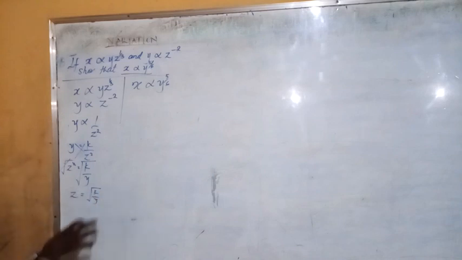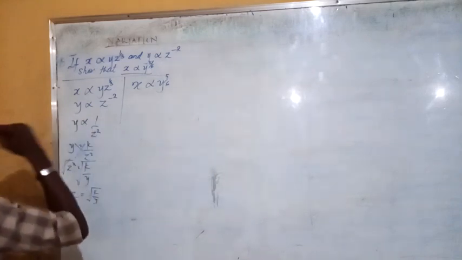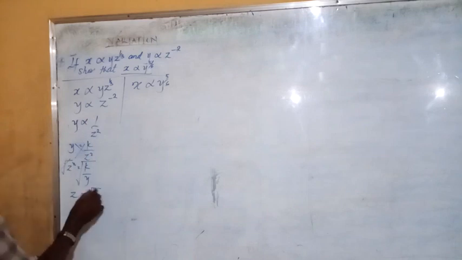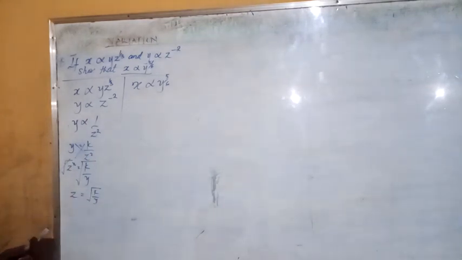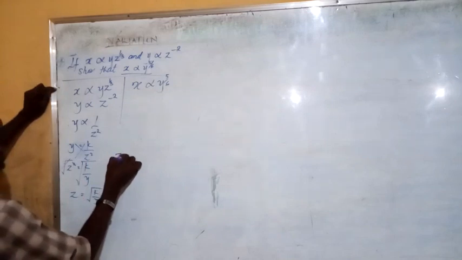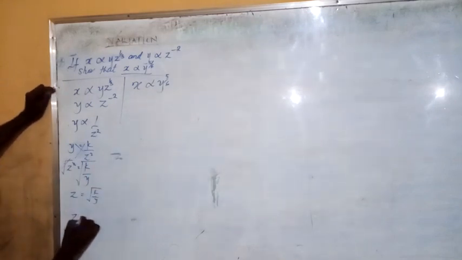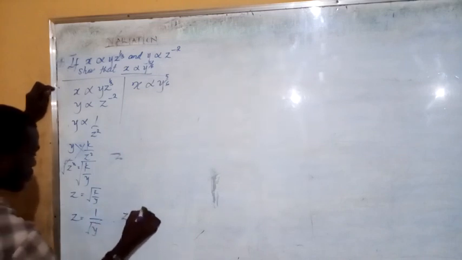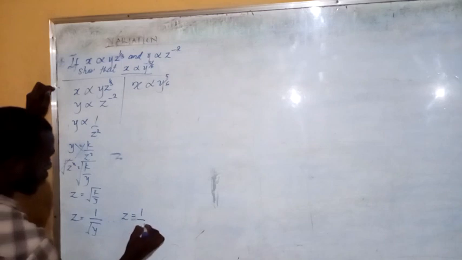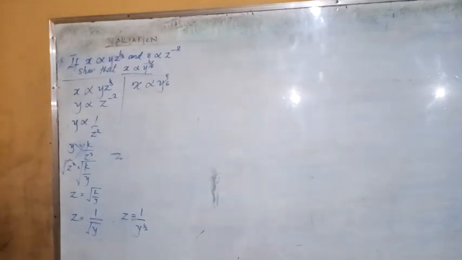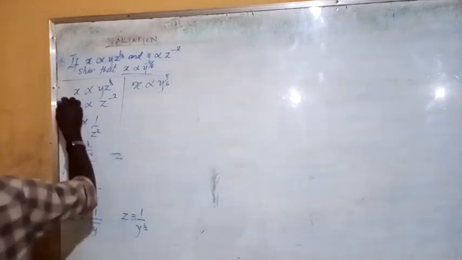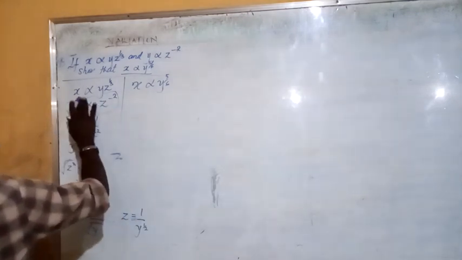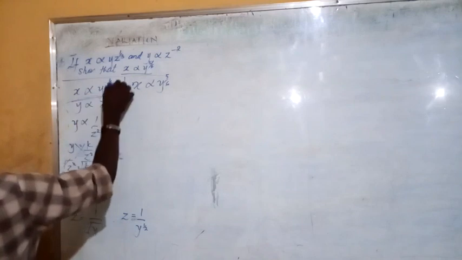Hence, we can introduce this into the equation. If we remove the constant, then z will be equal to 1 over the square root of y, which means that z will be equal to 1 over y raised to the power 1 over 2. So we can now substitute this into the equation on top.